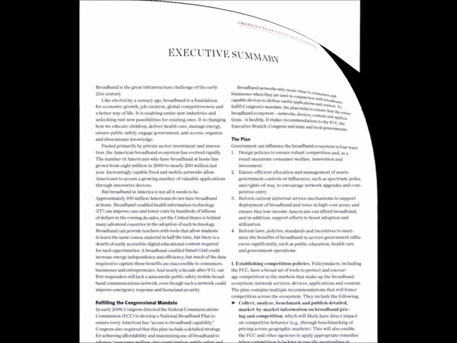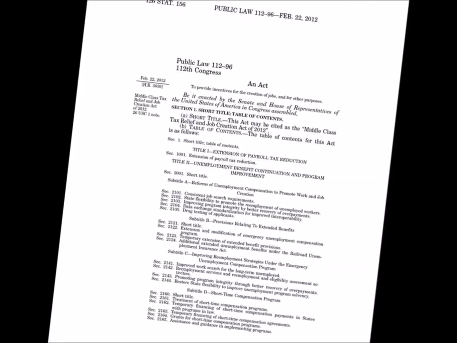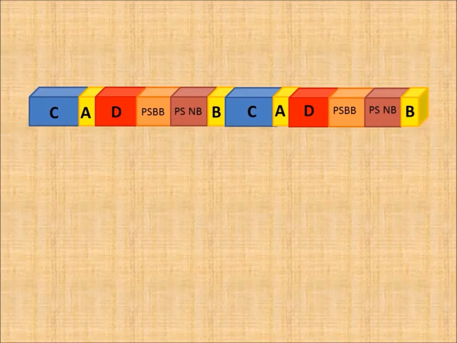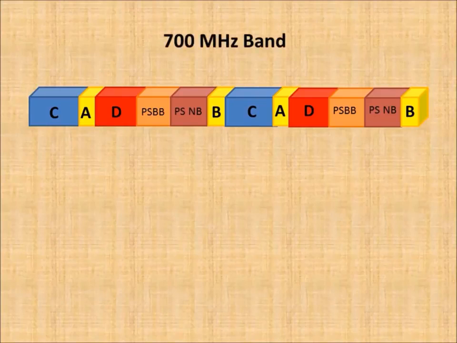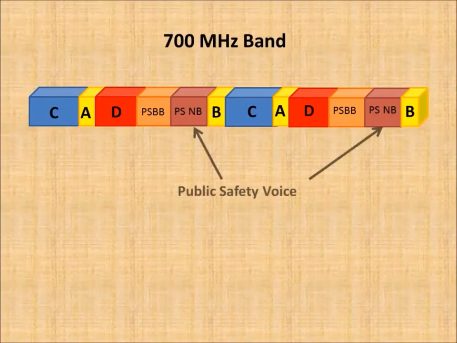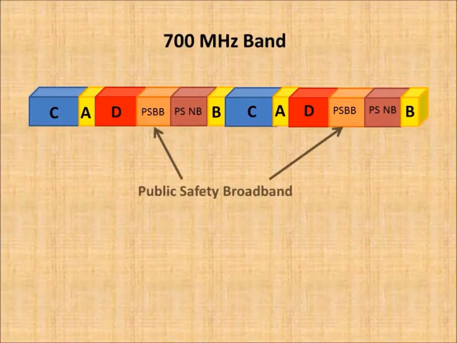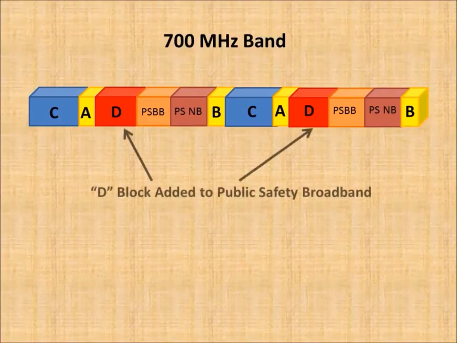In support of a nationwide broadband network for public safety, the Middle Class Tax Relief and Job Creation Act of 2012 was signed into law in February 2012. This authorized additional frequencies in the 700 MHz band, known as the D block, which increased the amount of public safety spectrum to support broadband data. The Act also provides initial funding to support the deployment of infrastructure and technology.